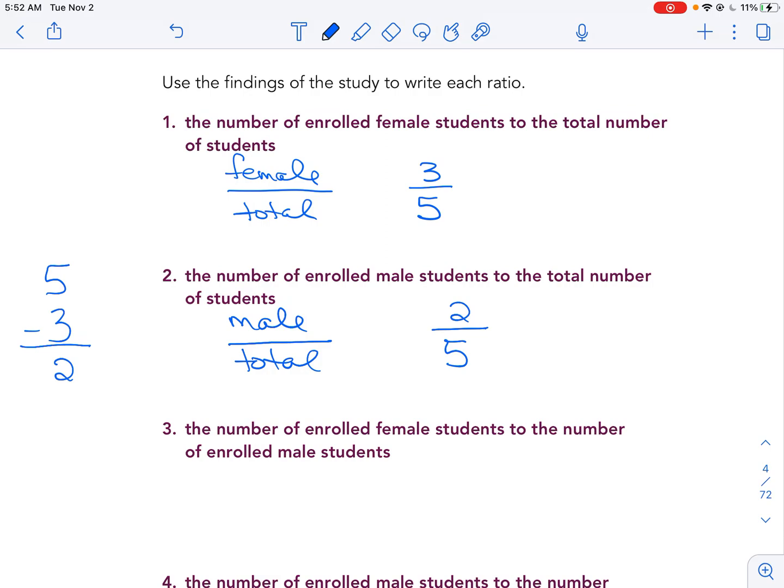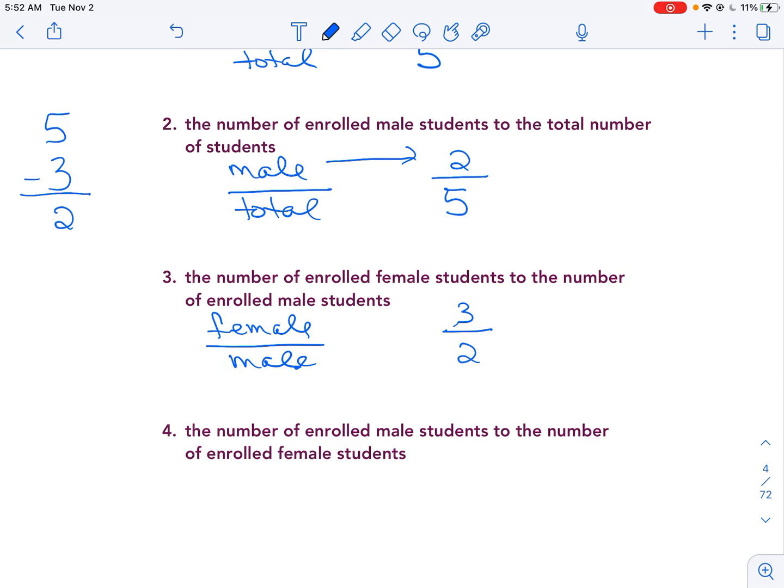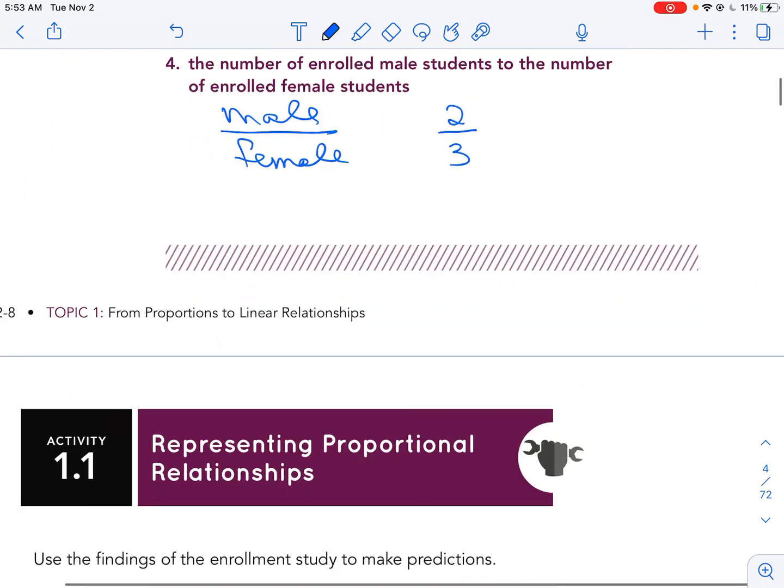Okay, now this next one is asking for female to male. Well, we just said female was 3. We just said male was 2, so 3 to 2. Now this time it wants male to female. 2 to 3. Okay.